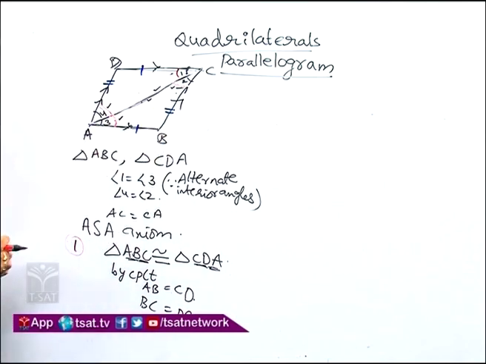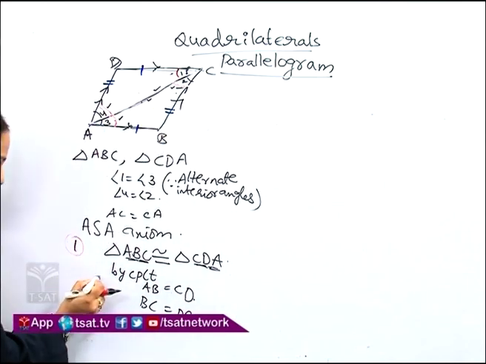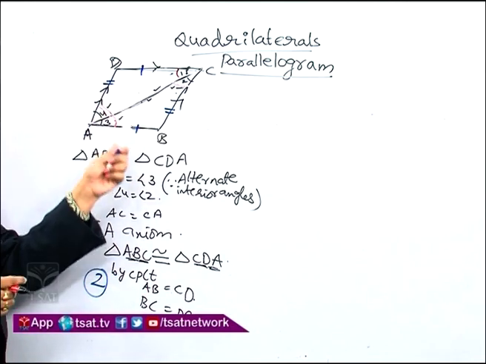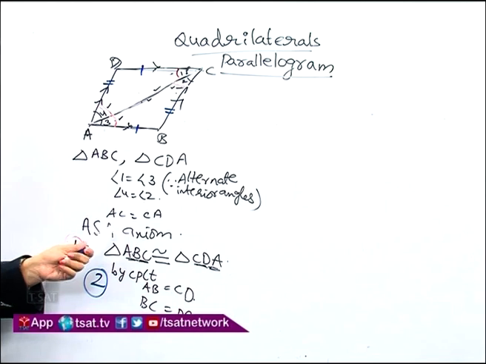These two opposite sides are equal. This is the second property of a parallelogram. Opposite sides are equal in a parallelogram.